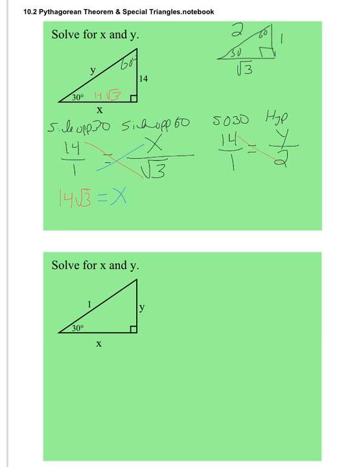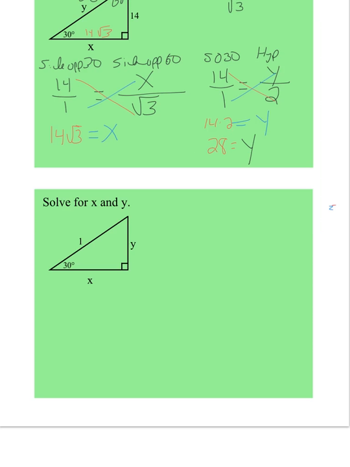Again, I'm going to cross multiply 14 times 2. My apologies. And that's going to be equal to y times 1, or y. Well, 14 times 2 is 28. So my hypotenuse here is equal to 28. If I've done this correctly, I should be able to take 14 times radical 3, square that quantity, add it to 14 squared, and that should be equal to 28 squared. And you can check that on your calculator.